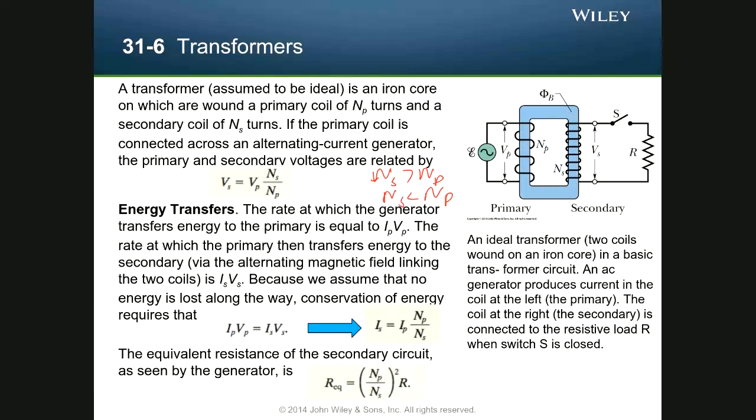But you only have as much power as you created, right? There's no free energy from transformers. Okay, so keep that in mind. It can kind of look like it at first, but there isn't. Your input power is equal to your secondary power. And of course, we all know in the real world, there are always losses.